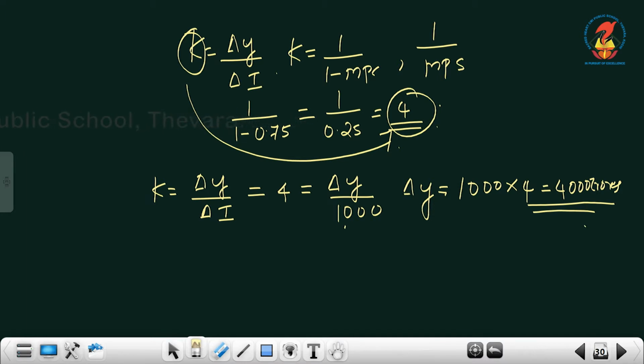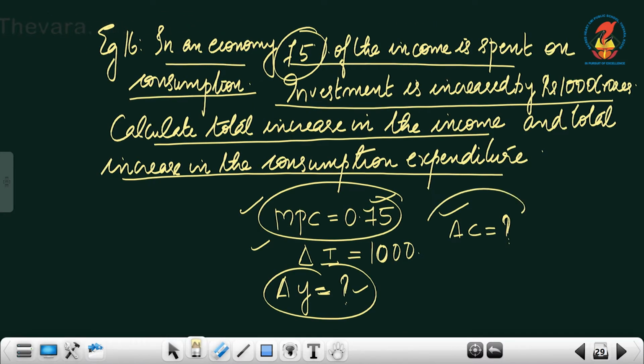So, delta Y is equal to 1000 into 4. The 1000 is taken to the other side of the equal sign. Therefore, it becomes 1000 into 4 is equal to 4000 crores. So, keeping delta Y here, now 1000 goes to this side, it becomes 1000 into 4 because the division becomes multiplication on this side. You know the basic calculations, right? So, when it goes to the other side of the equal sign, it becomes 1000 into 4 is equal to 4000 crores.